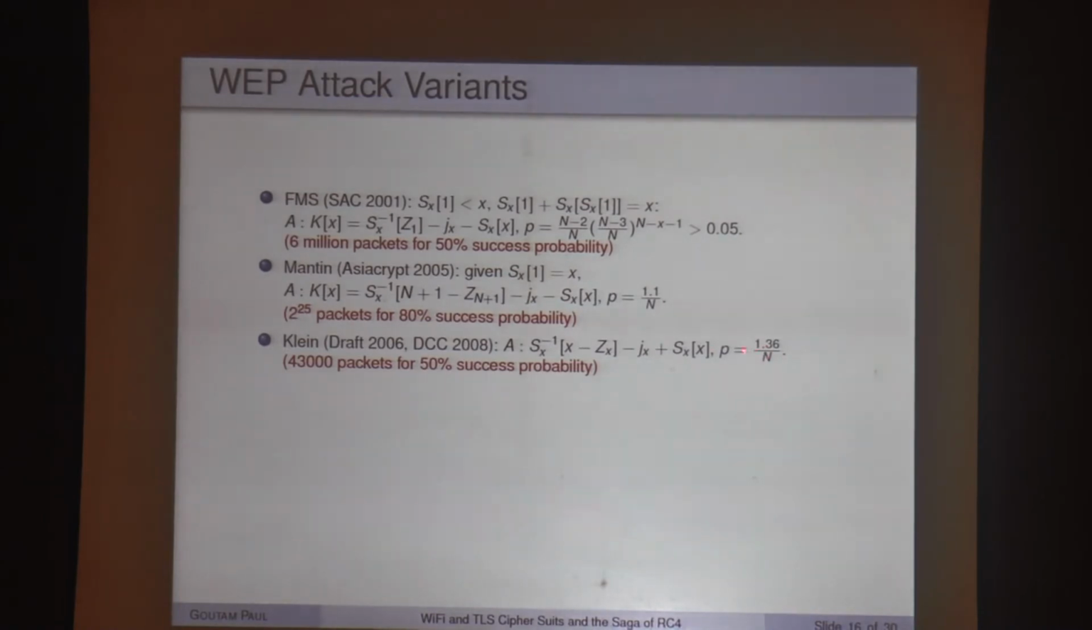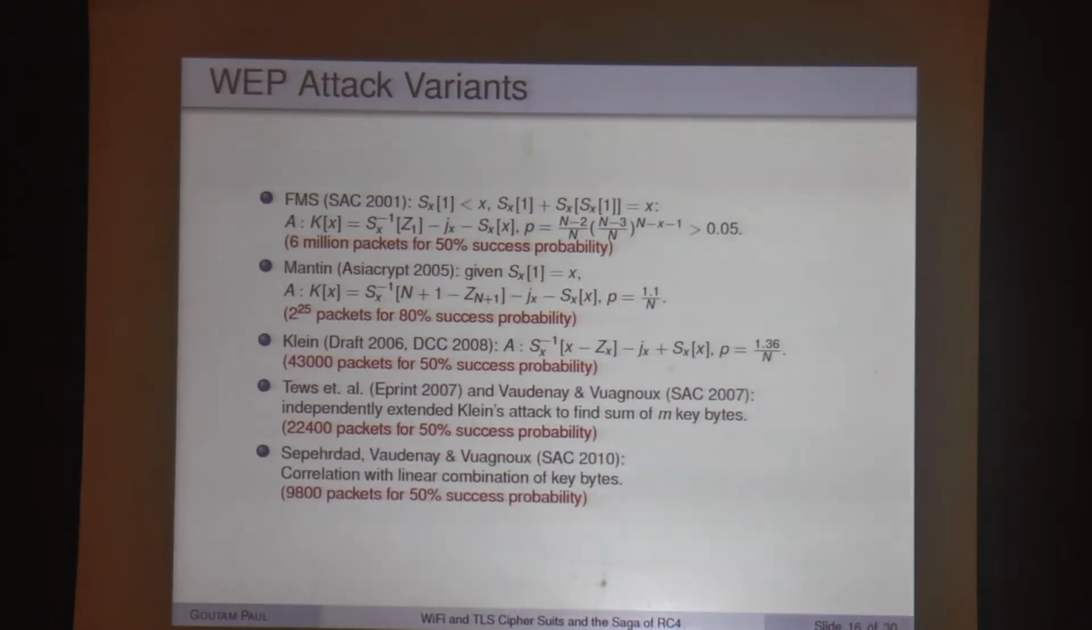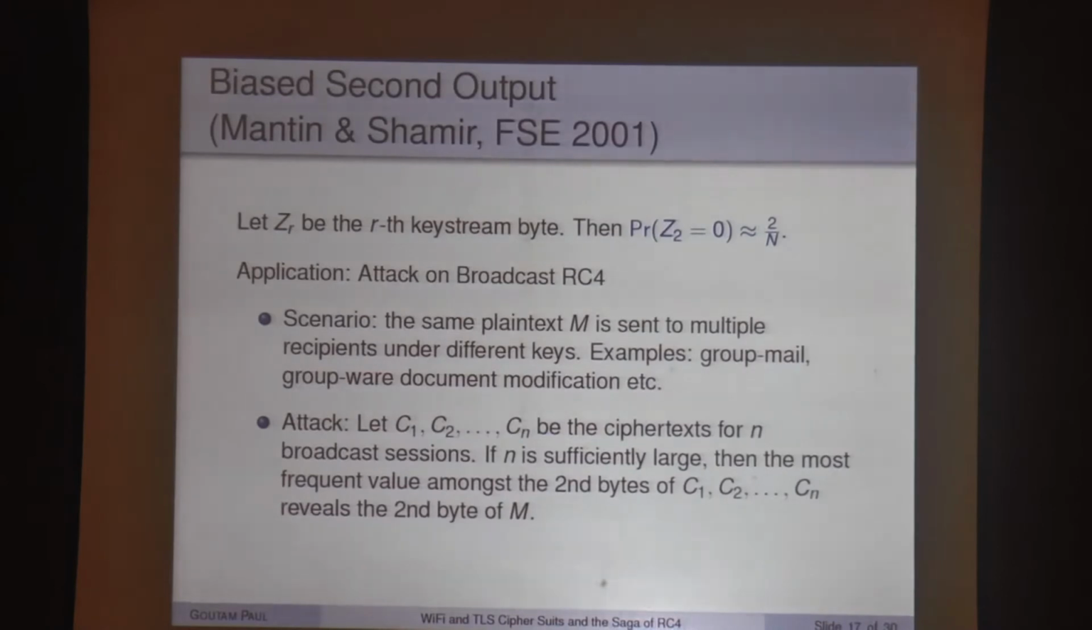Similarly, here you see 1.36 is slightly higher probability. The events are different. This is based on a different event, this is based on a different event, but all the events are relating unknown key bytes with some known IV bytes or statements. So that is the basic principle. Okay. So more probability and less data, 43,000 packets, and so on. So this is the basic idea. Okay. You see that it's increasing.